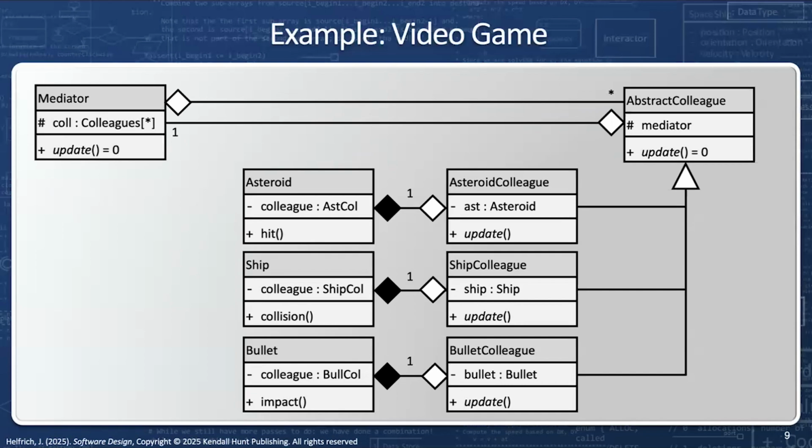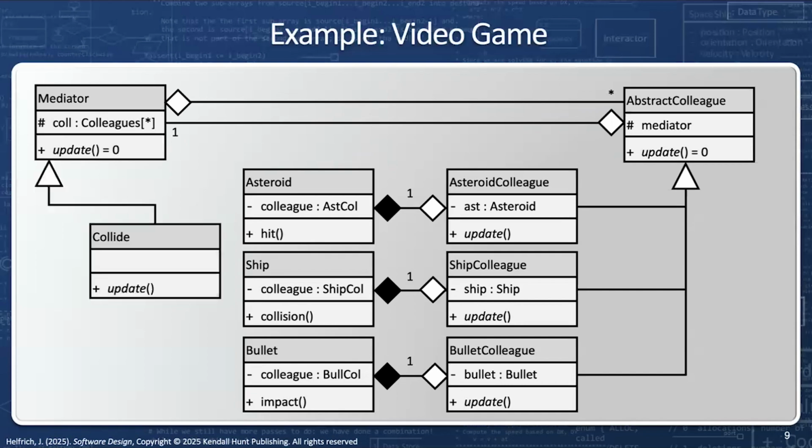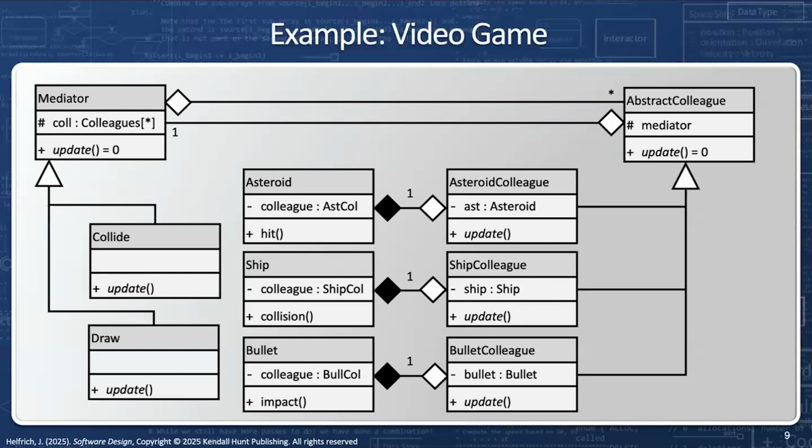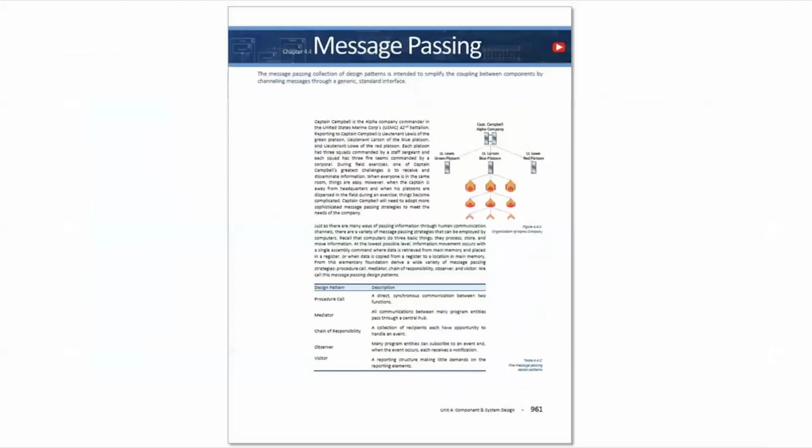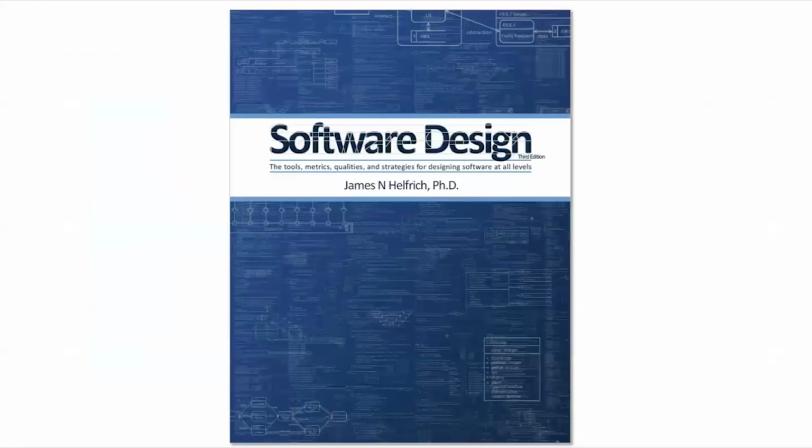Okay, so currently I'm going to have the collide, and the collide is going to implement update for the mediator. But the cool thing about this design, if I want to do other things such as draw, or I want to do score computation, or handle input, or whatever, all these guys can use the same mechanism I used before. This is example 44.1 in the mediator section of the message passing chapter of the software design textbook.